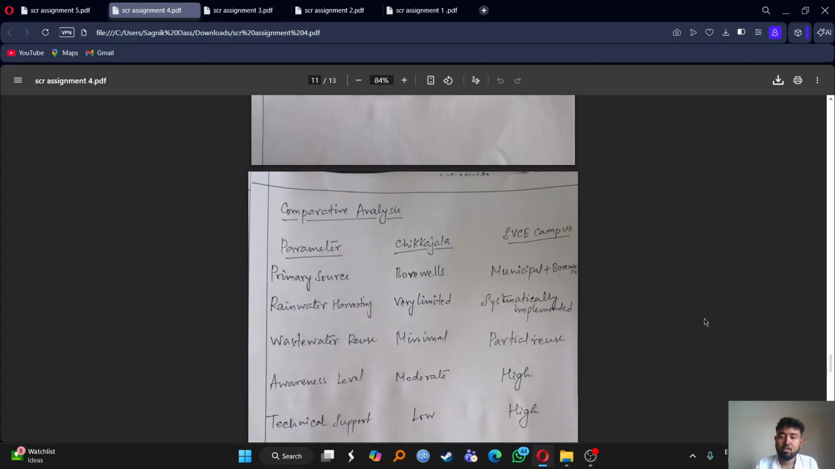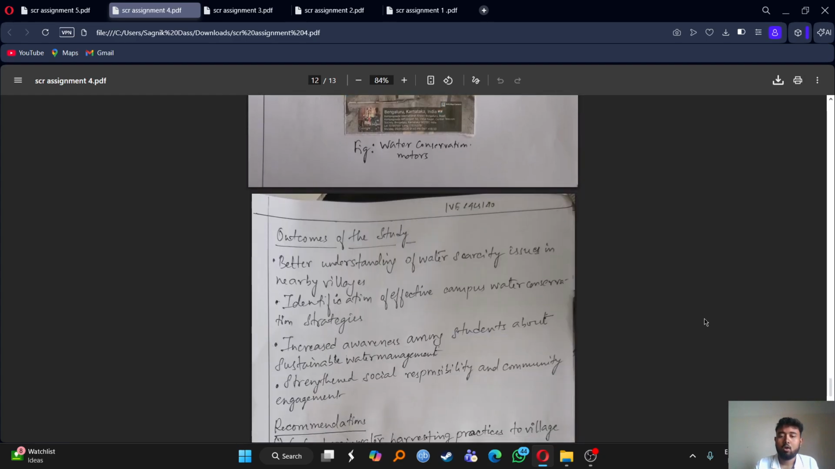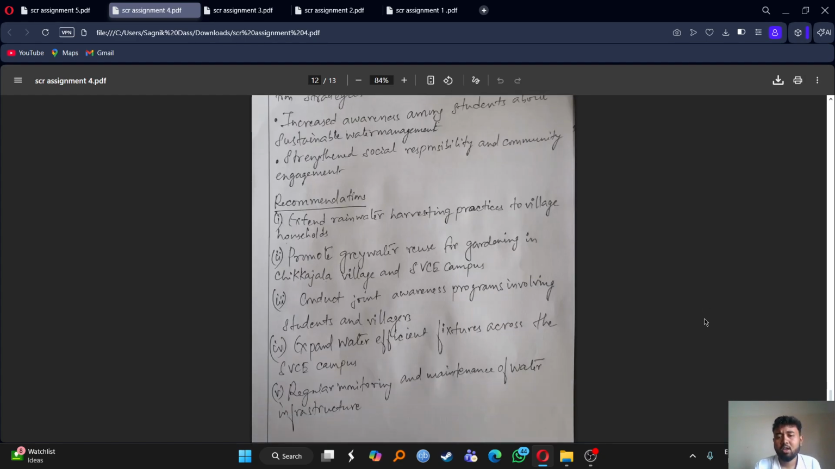Comparative analysis we have already discussed, and the outcomes of the study are also done. Recommendations: extend rainwater harvesting practices to the village households, promote grey water reuse for gardening in Chikjala village, and expand water efficient fixtures across the SVC campus. The SVC campus is not fully equipped with water conservation facilities, but a large portion of it has been covered. Still, the entire campus should be water efficient.